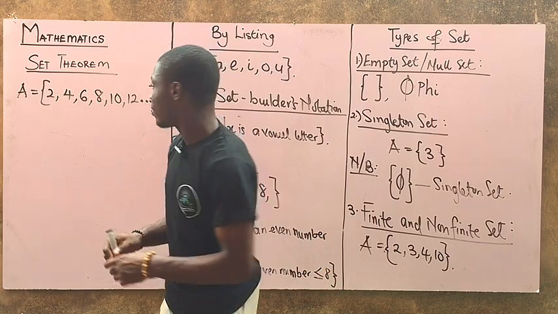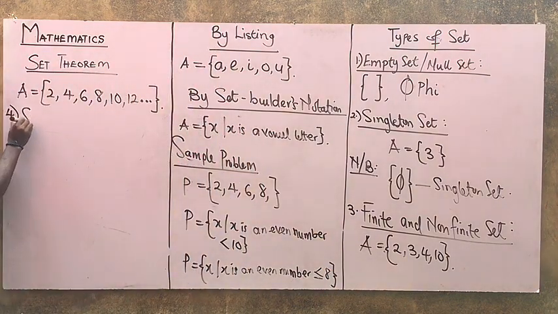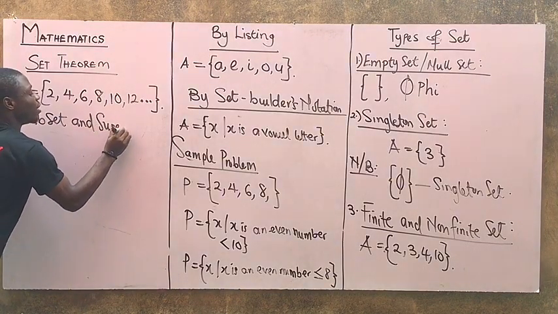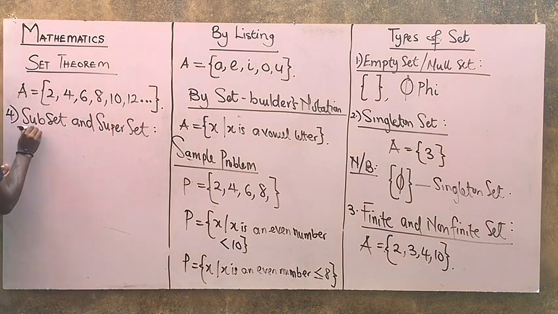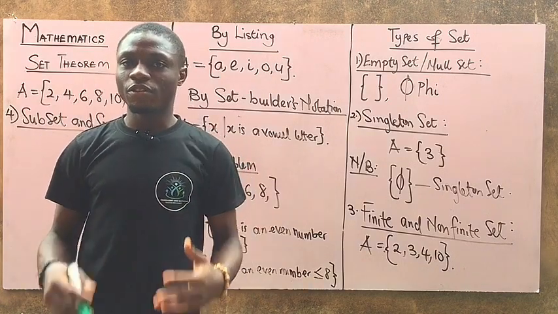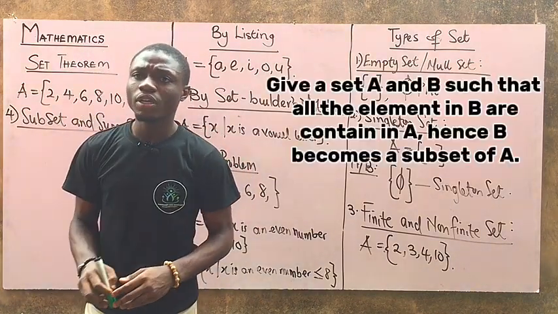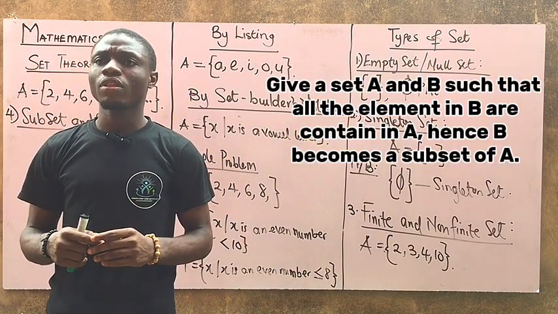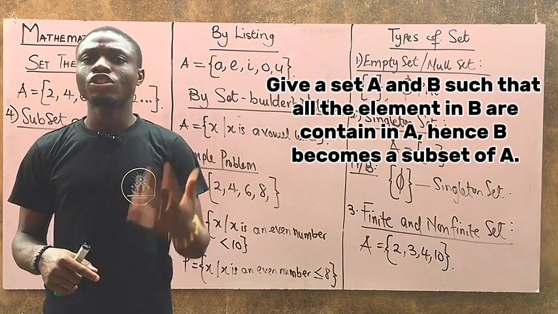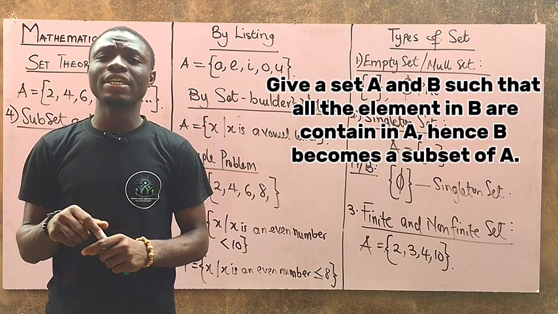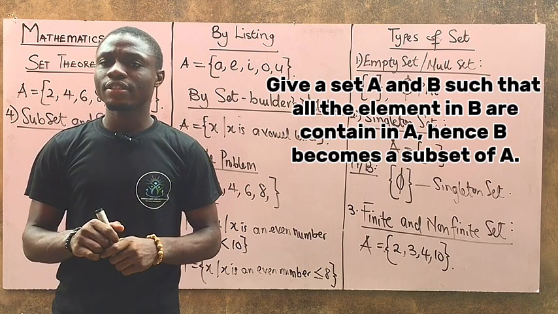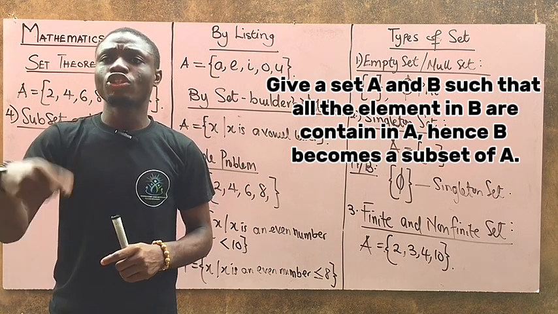Now let's discuss the fourth type of set that we have, called subset and superset. What is subset? What is superset? Definition: let's start with subset. Given sets A and B such that all the elements in B can be found in A, hence B becomes a subset of A.